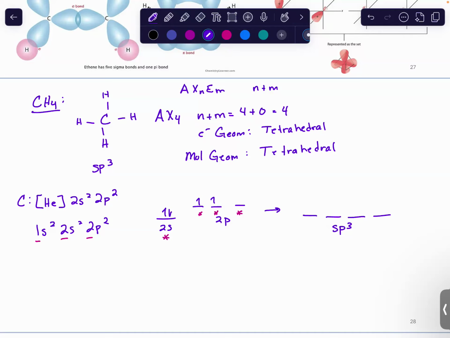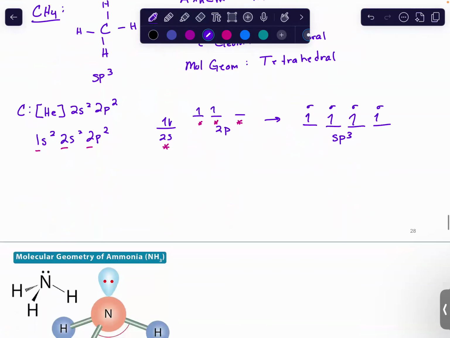Okay, so I have 4 valence electrons. I need 4 sigma bonds. That means I'm going to go 1, 2, 3, 4, because everywhere you see a single electron in a hybridized level, that's a sigma bond. For sp2, you're going to see electrons start to show up at the 2p level. That's a pi bond. Okay, that was a lot of fun. Let's do the next one.